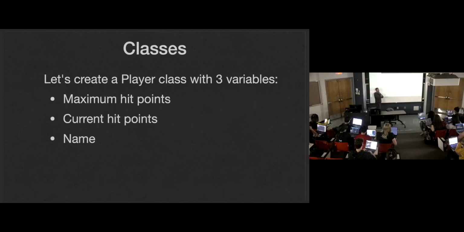So let's see this example. We're going to create a player class. It's going to be used to create player objects. So we're going to do new player and create player objects. And we're going to have it store 3 variables. We have 3 different values that we want it to store: the player's maximum hit points, current hit points, and name. So I want to know how healthy this player is based on their current hit points in relation to their maximum hit points, presumably, and the player's name.